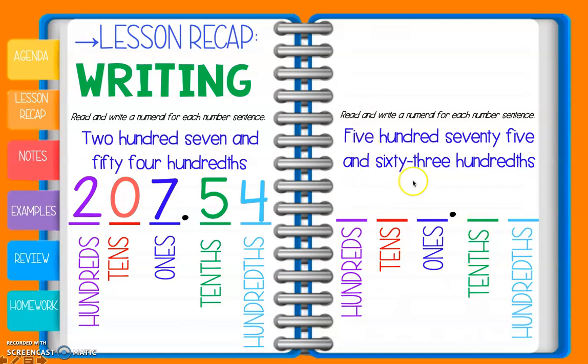Then we're just going to fill in what they give us here. So this says 575. So I have a 5 in the hundreds, I have a 7 in the tens, and then I have a 5 in the ones. 575. Then it says, and, so I know that's my decimal point, 6,300. So I have a 6, I have a 3, and it ends in the hundredths.